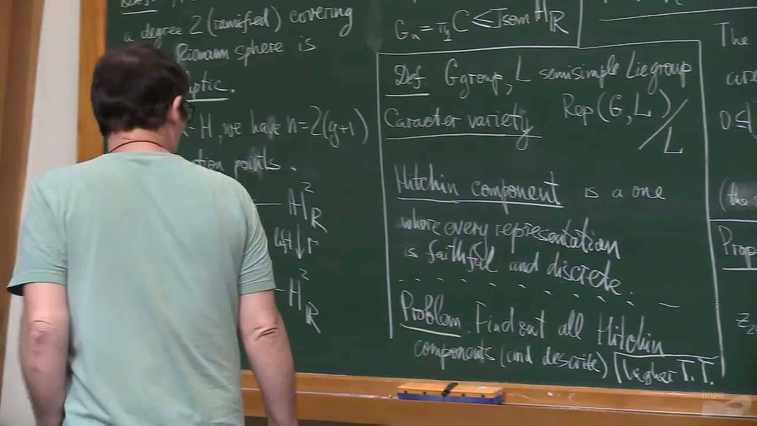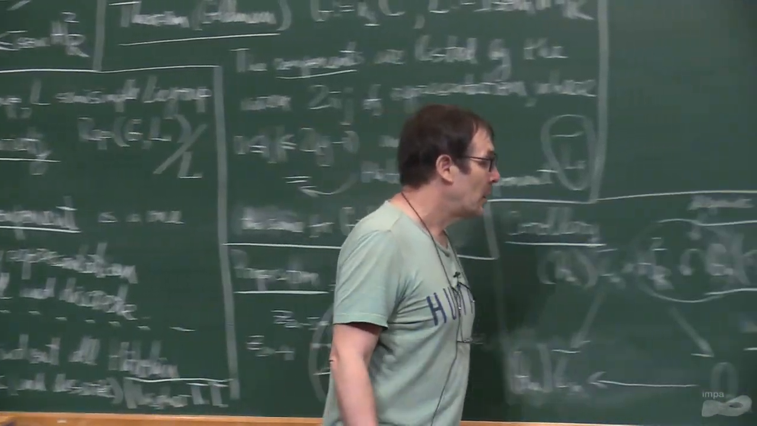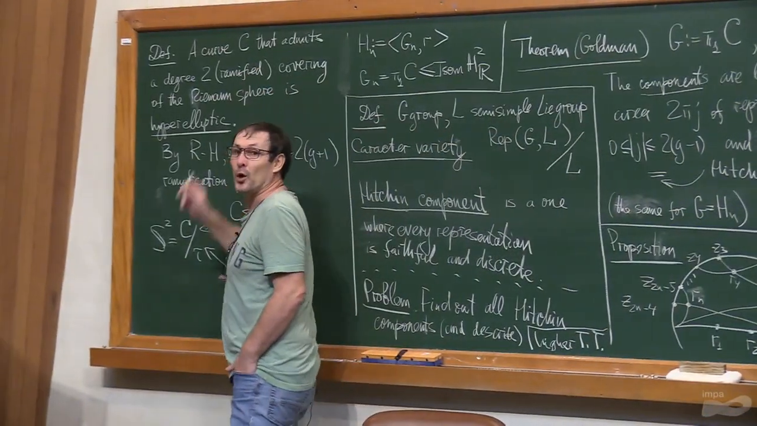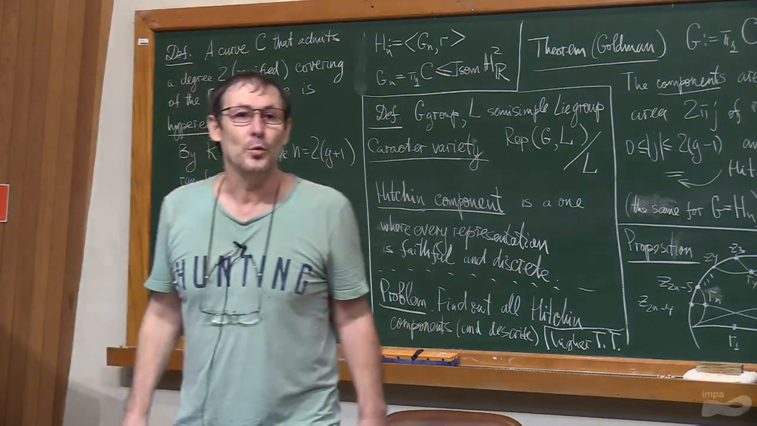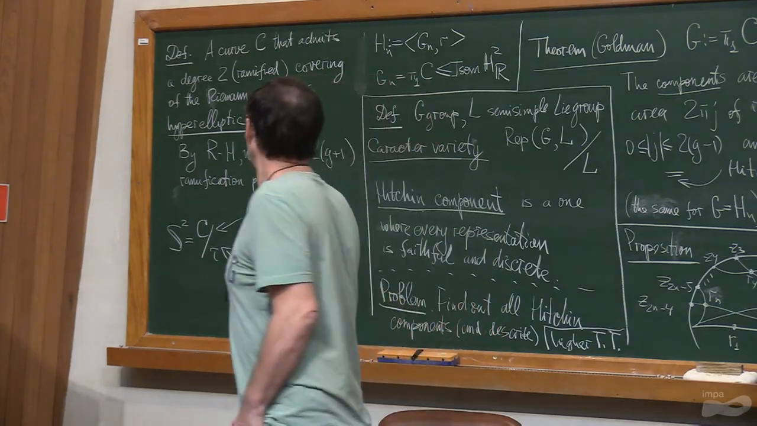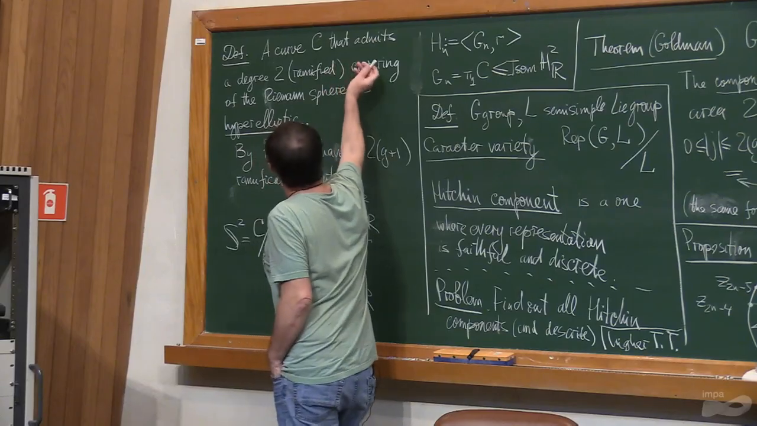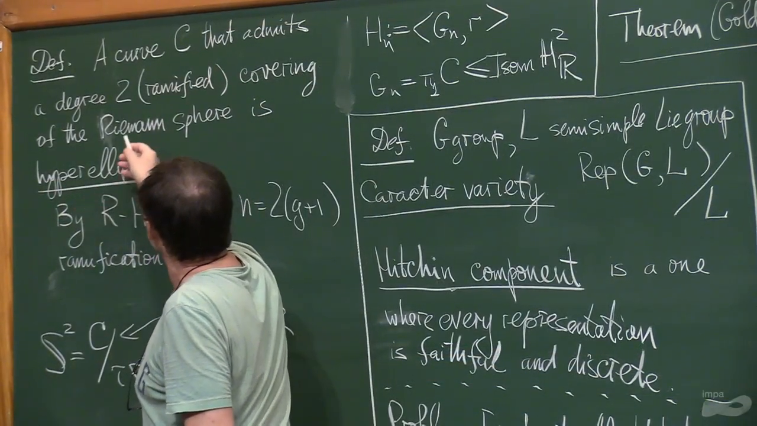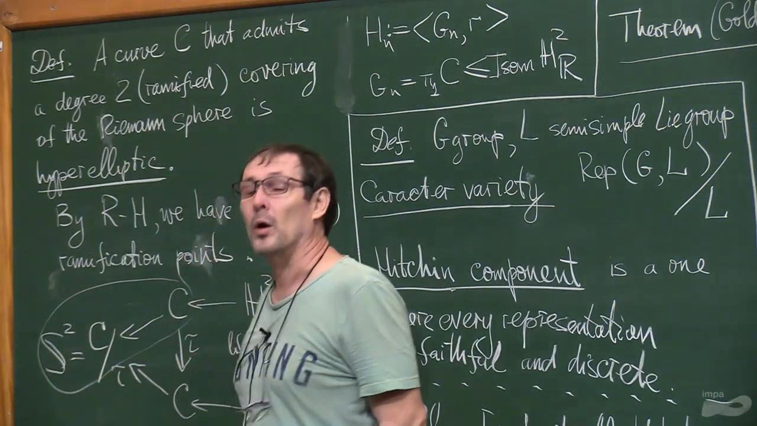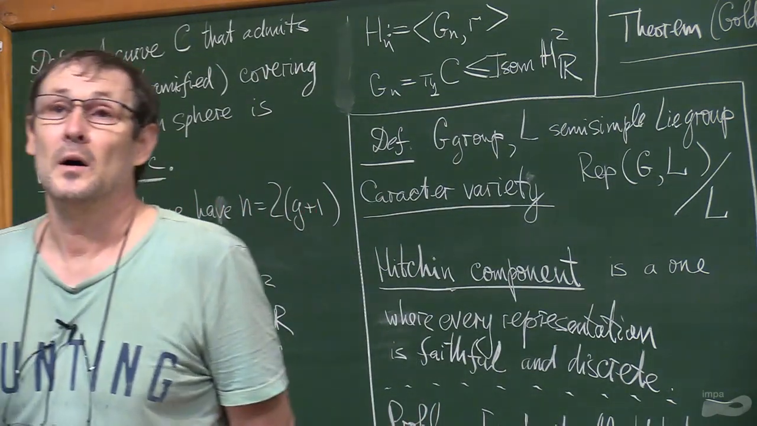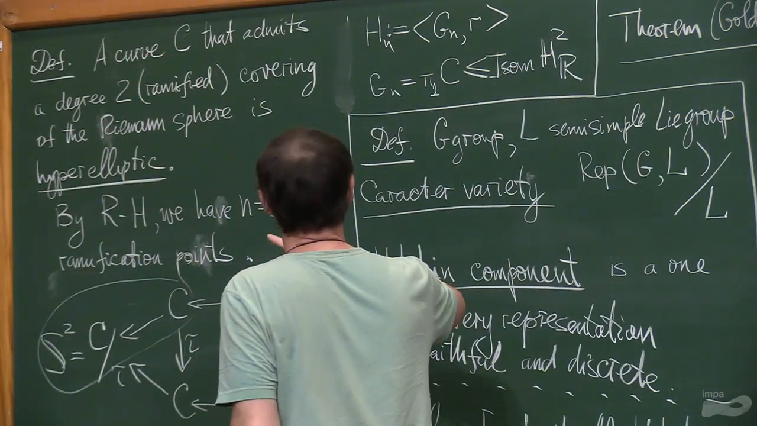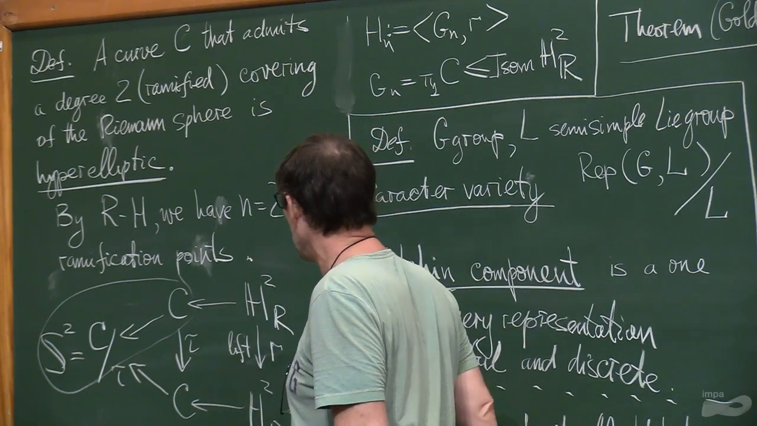Okay, so I will start with a known definition. A curve or Riemann surface, a closed surface with constant curvature minus one, that admits a degree two ramified covering of a Riemann sphere is called hyperelliptic. I will take genus greater or equal to two to get a hyperbolic situation.